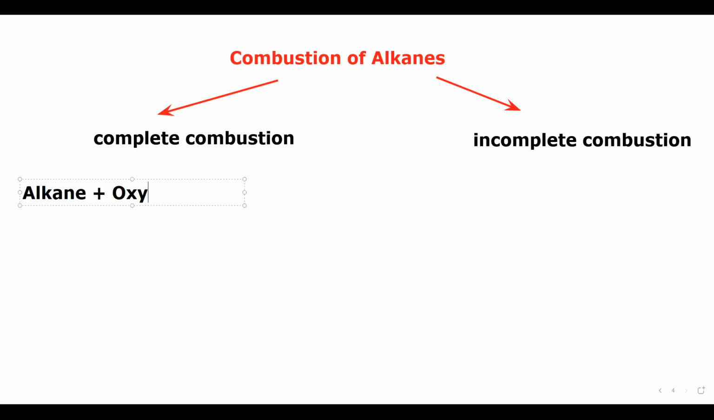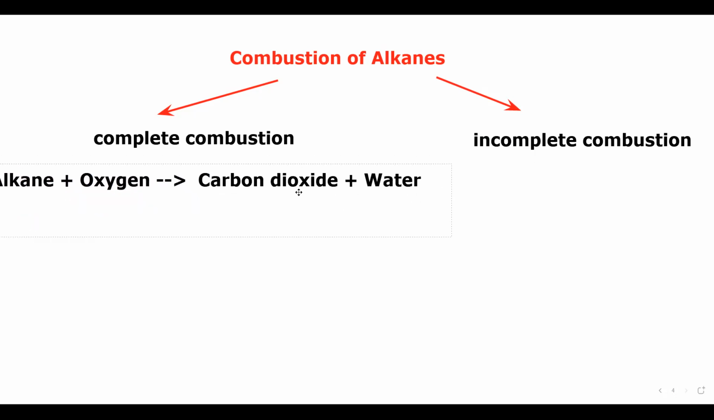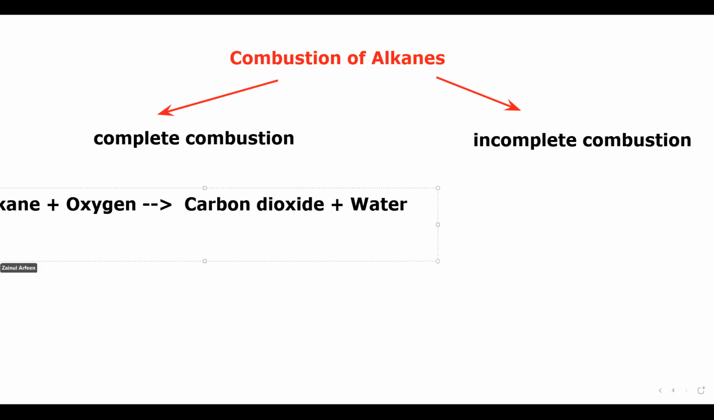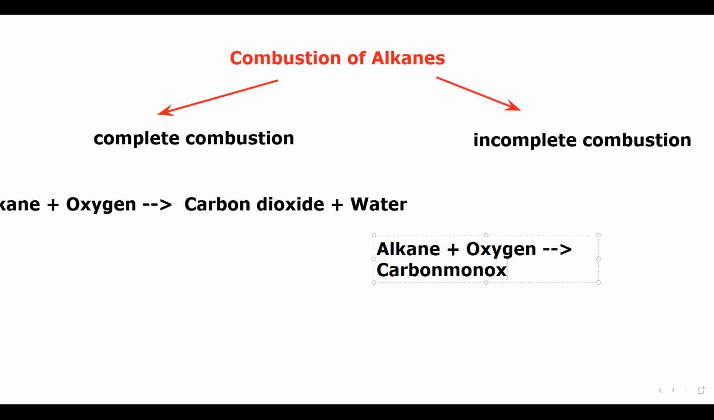So alkane plus oxygen, and the reaction is exothermic. It releases energy. It gives carbon dioxide plus water. That is the complete combustion. But incomplete combustion, if alkane is not burned completely, what will be the result? So alkane plus oxygen gives carbon monoxide, which can cause suffocation, plus water will be there.